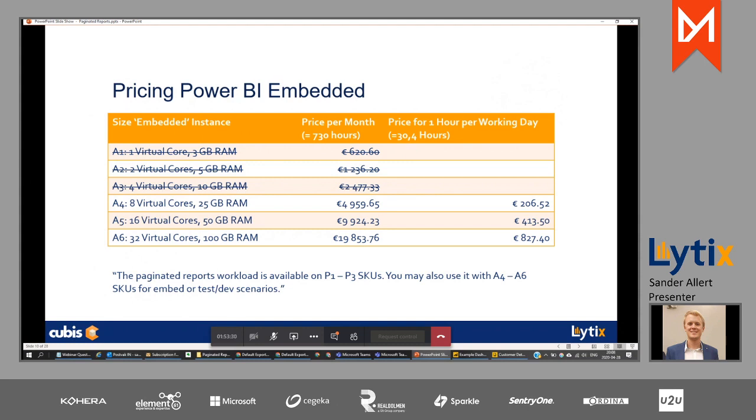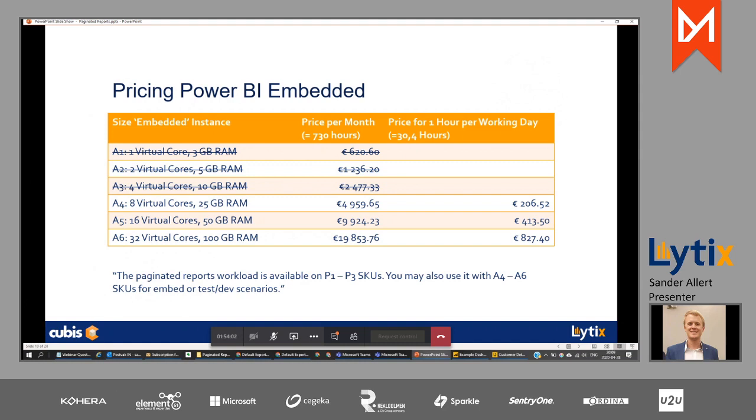With Power BI Embedded, that's not the case. You only pay by the second. So if you only use it for 1 hour in a month, then you will only be billed for 1 hour in the month. So in my scenario, I've listed here all embedded instances. And here we can see that the cheapest one to run a paginated report on is 5,000 euros if we would run it 24/7 for 30 days in a month.